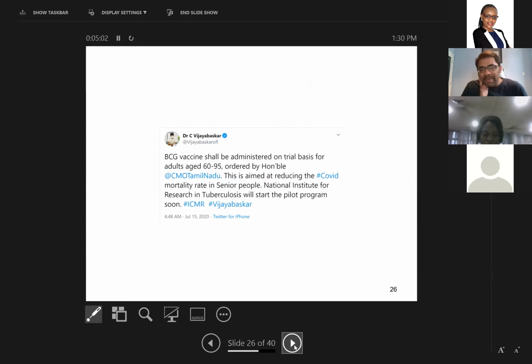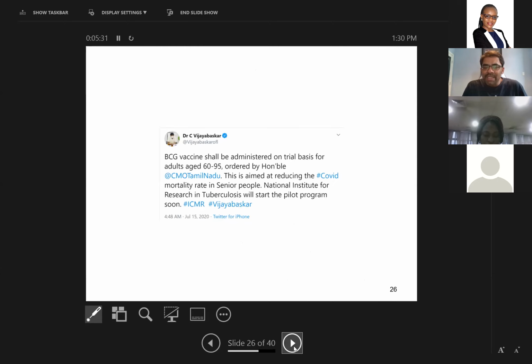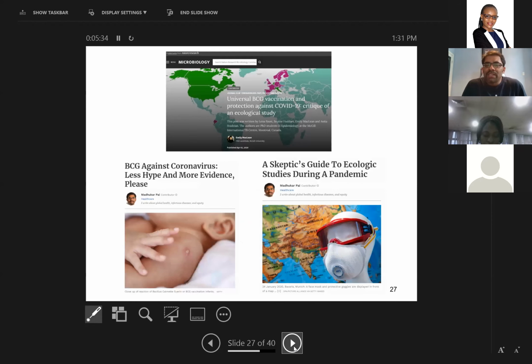And inspired by all these ecological studies, many countries are making all sorts of crazy policies. This is a scary policy from an Indian state saying that BCG will be given to adults between the age of 60 to 90 to reduce mortality among senior people. This is not based on any randomized trial, and it's based on this kind of weak ecological correlation study, which really makes me very, very nervous when policies are made on the basis of such poor ecologic studies. So I have been writing a lot along with my team on trying to debunk some of these decisions made on the basis of weak ecologic studies.